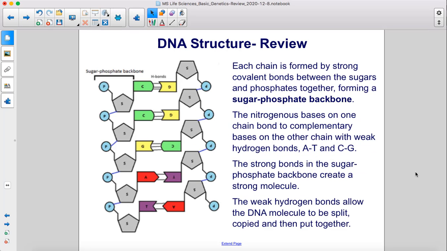Each chain is formed by strong covalent bonds between the sugars and phosphates together, forming a sugar-phosphate backbone. The nitrogenous bases on one chain bond to complementary bases on the other chain with weak hydrogen bonds, AT and CG. The strong bonds in the sugar-phosphate backbone create a strong molecule. The weak hydrogen bonds allow the DNA molecule to be split, copied, and then put together.